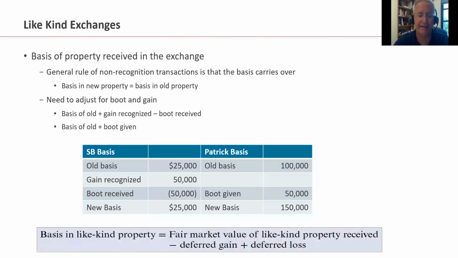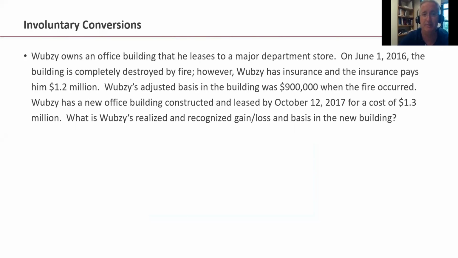Here's another way of defining it. Some people like this definition, some people don't. The last one always works. This one always works too. The basis in the like-kind property is the fair market value of any like-kind property you received minus any deferred gain or plus any deferred loss. Again, you can't have both. You either have a deferred gain or you have a deferred loss. You could go back through the SpongeBob example, because I don't think it's on the next slide, and recalculate basis the same way, and you're going to get the same answers you did with the previous formula. Some people like this formula because it's easier to remember.